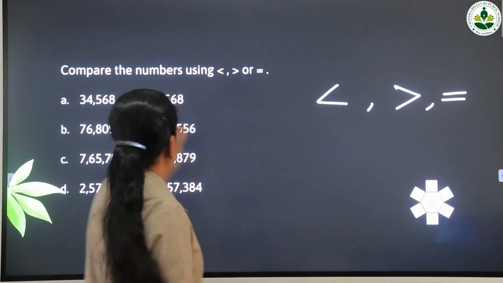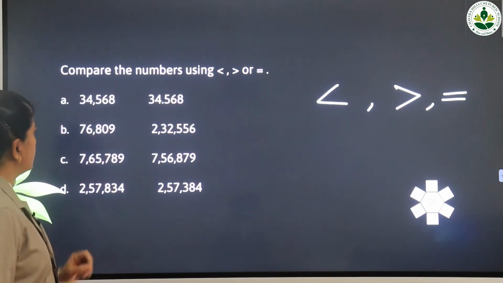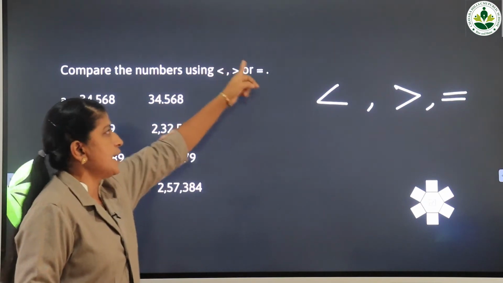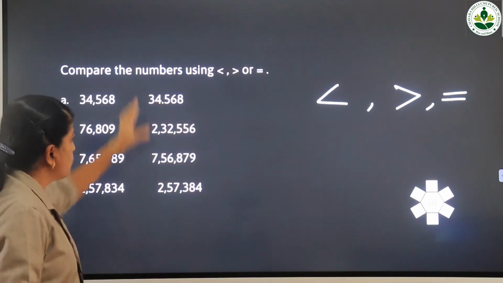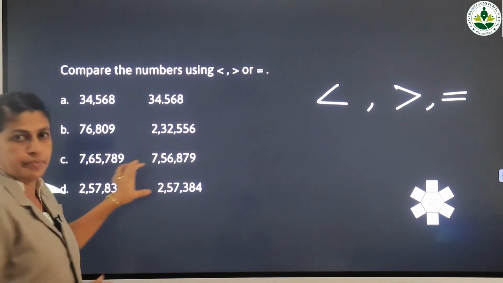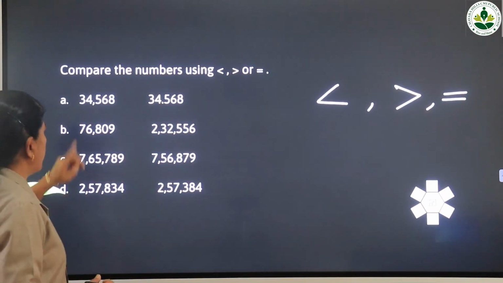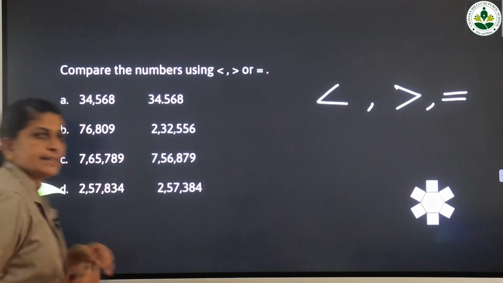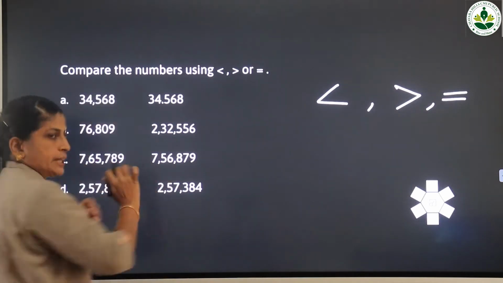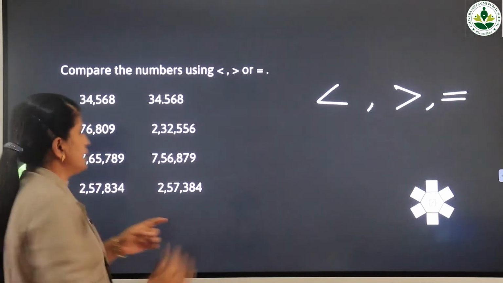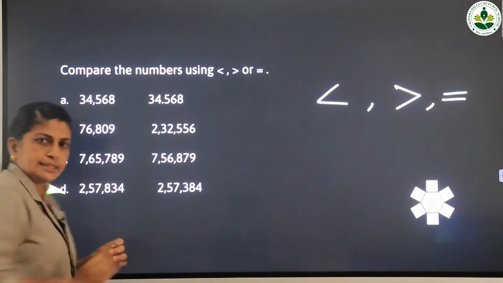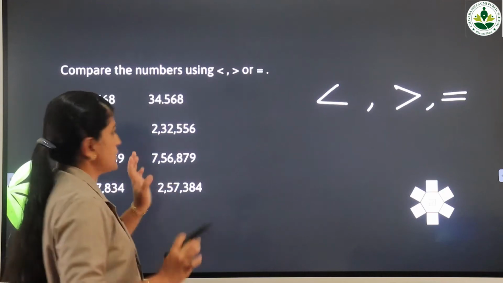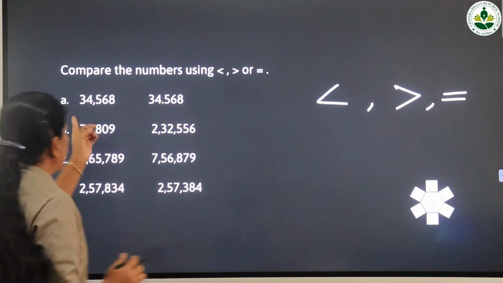Okay, let us see. Two numbers are given. In the first question, compare the numbers using less than, greater than or equal sign. We need to put those symbols in between the numbers. The first number, how do you read this number? This is a 5-digit number. This 5, 6, 8 is in the ones period and 3, 4 is in the thousands period. Therefore, the number is 34,568 and the next number also 34,568.